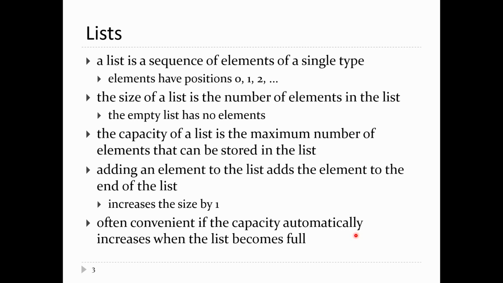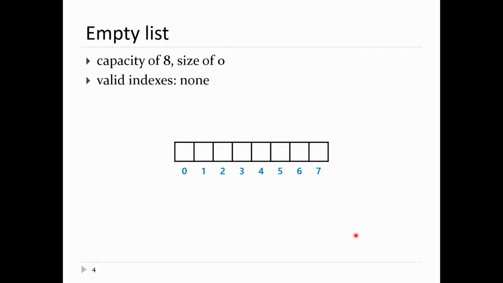Well, you can't expand the size of the array automatically. All right, so here's an empty list with capacity 8. That's how I'm going to draw it. I'm not actually going to show you the elements, so I'm not going to put anything into the boxes. So that has capacity 8, and they're all empty boxes.